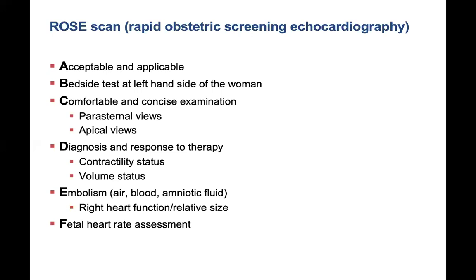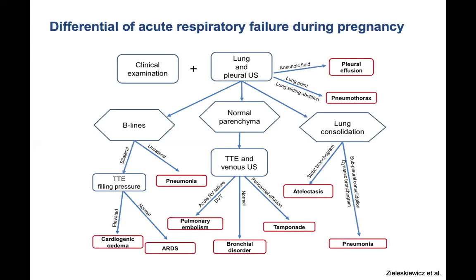D is diagnosis and response to therapy, so contractility status, volume status. E is embolism; they talk about air, blood, amniotic fluid, so looking at right heart function and size. And F is for fetal heart rate assessment.